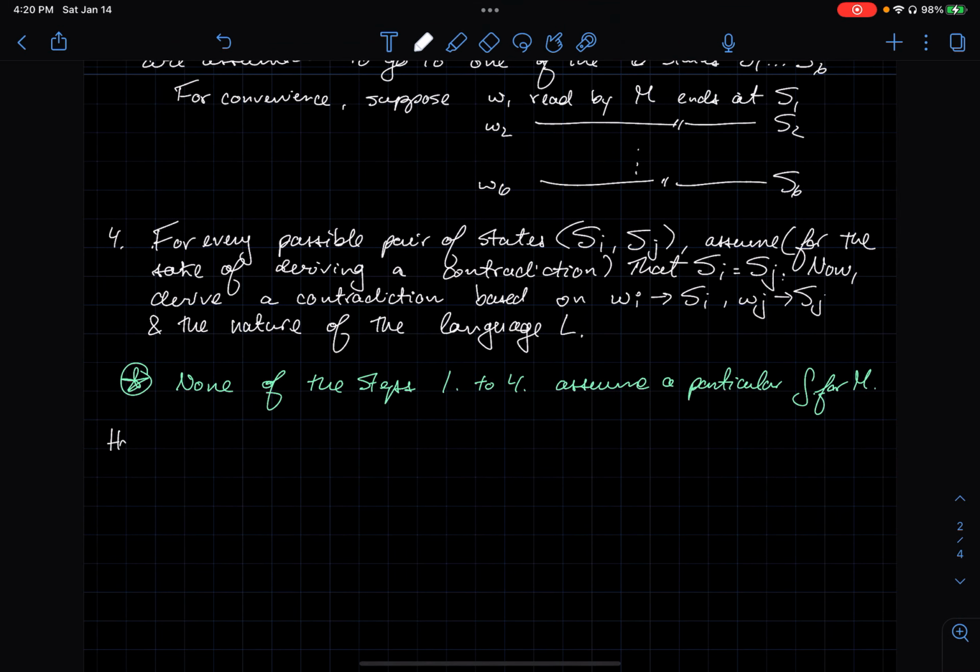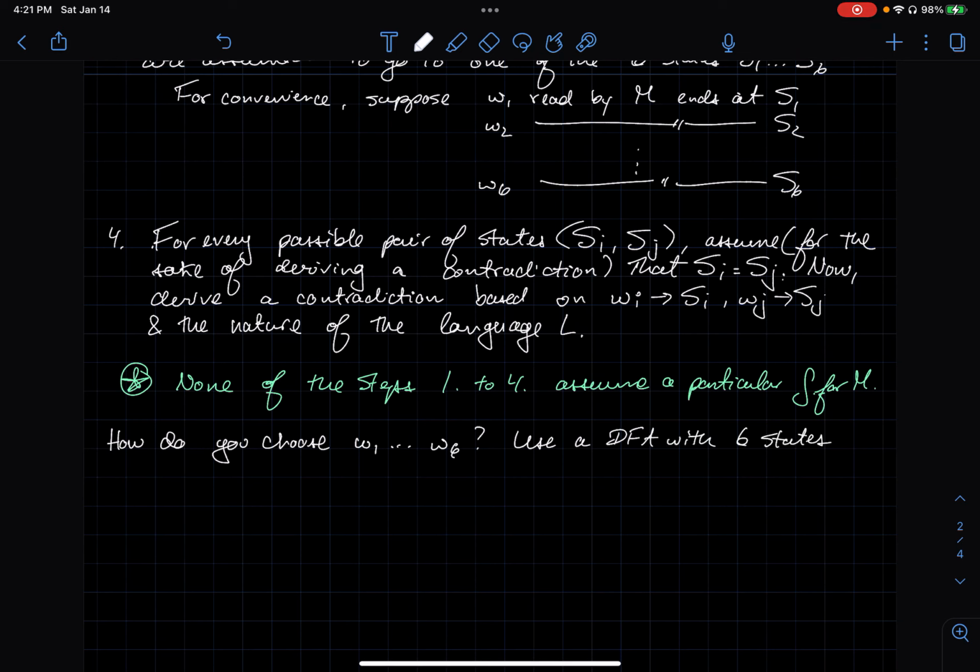So how do you choose W1 to W6? You can use a DFA with 6 states that accepts L. Okay, and that's what we're going to do.